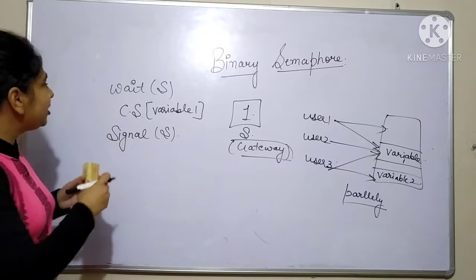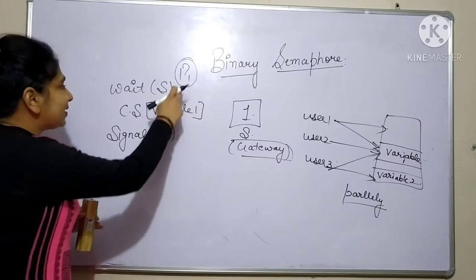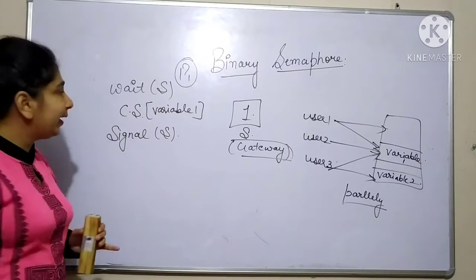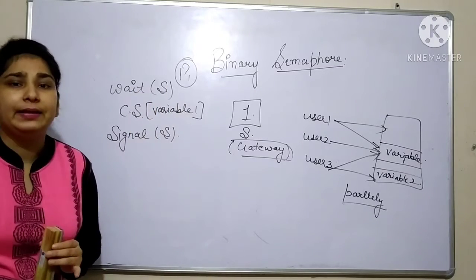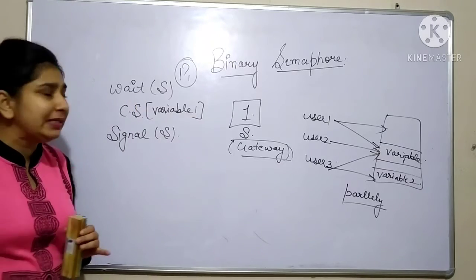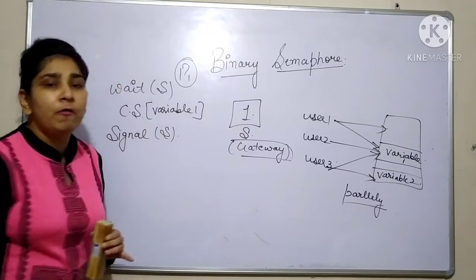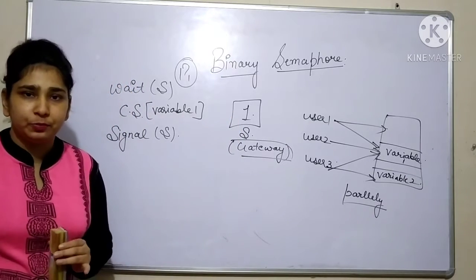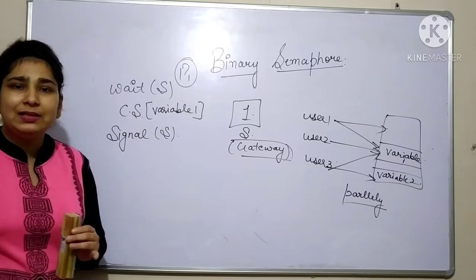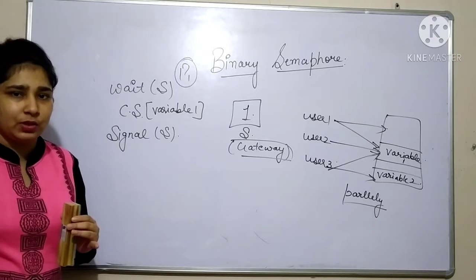Let's suppose process 1 is coming. Firstly, that process 1 is going to wait. It is going to do the wait operation. What is the meaning of the wait operation? Wait operation means you are going to check this semaphore variable value. So it is 1. Value 1 means one process can enter into the critical section.